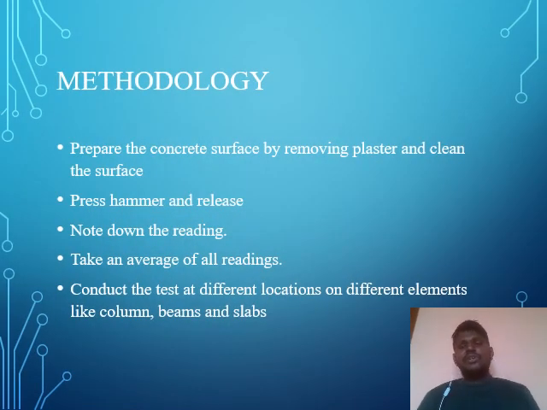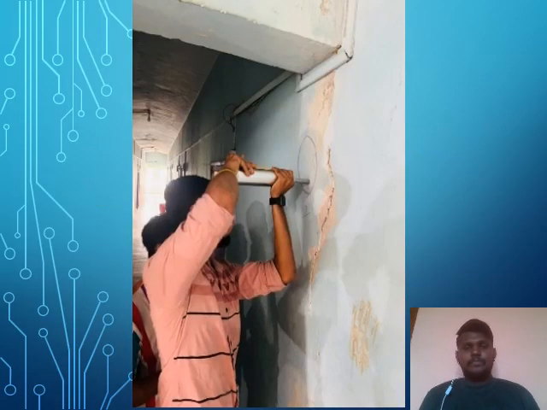The methodology of the rebound hammer is that we have to prepare the concrete surface by removing plaster and cleaning the surface. We have to press the hammer and release, then note down the readings, then take the average of all readings. They are conducted at different locations on different elements like columns, beams, and slabs.